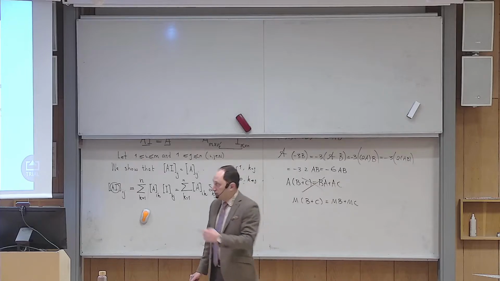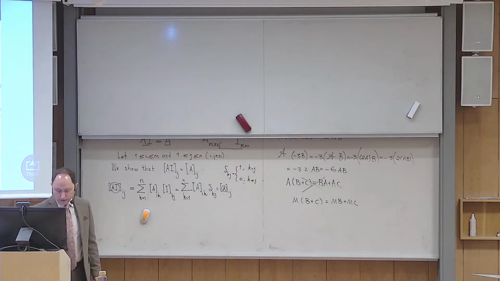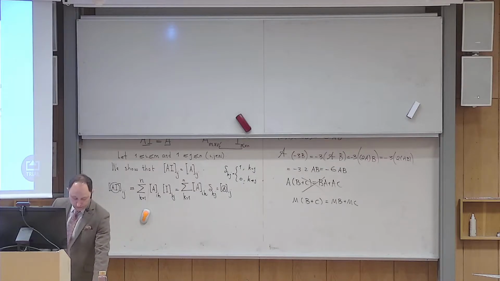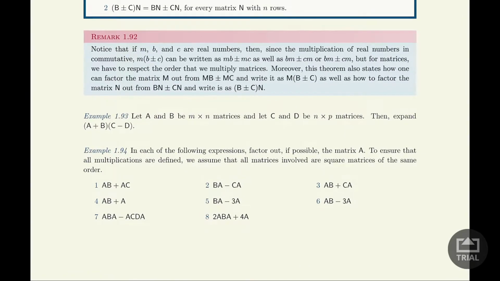Okay? So now in this exercise, I want you to actually factorize if possible. Okay? So for example, let us see. Is it possible to factorize something here? Is it possible to factor A out? Yes. So what is the answer? It's A times B plus C. This is possible. Okay? Now number 2, is it possible?